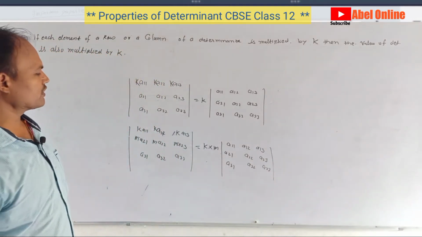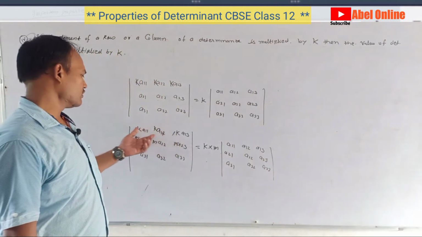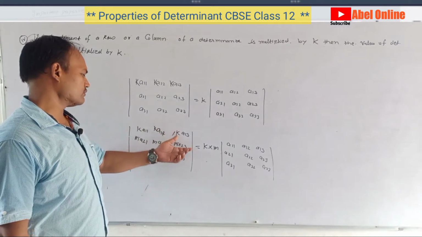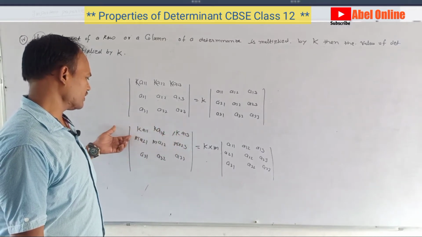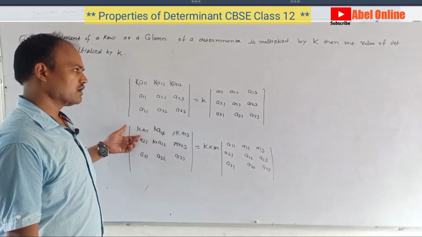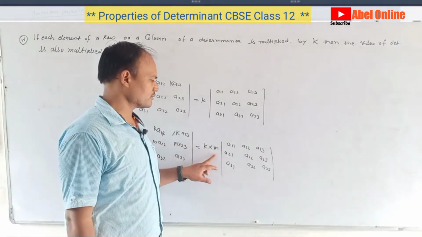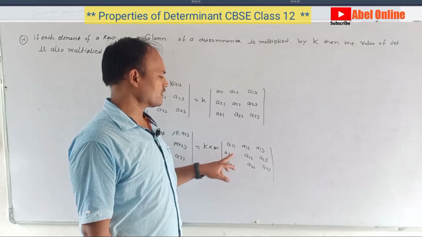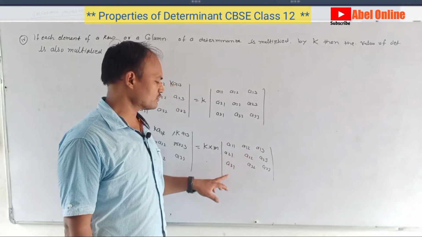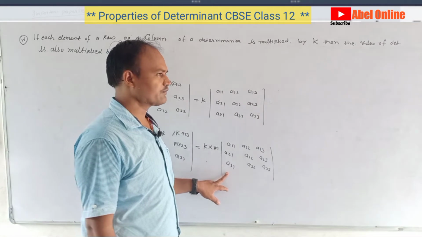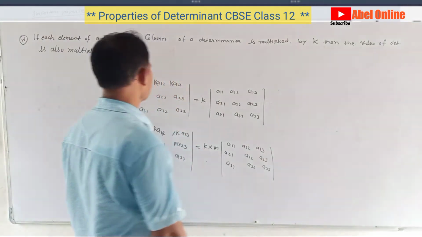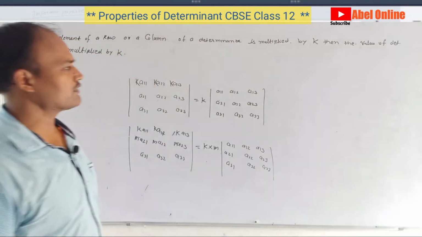So always remember that we have to take the common factor from one row or one column. Here it is common k, and here it is common m. So we can say that it is k cross m. The remaining part is A11, A12, A13, A21, A22, A23, A31, A32, A33. This is your remaining part, and by this we can understand very well.